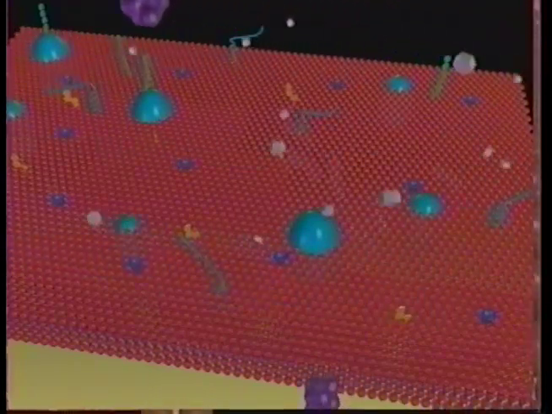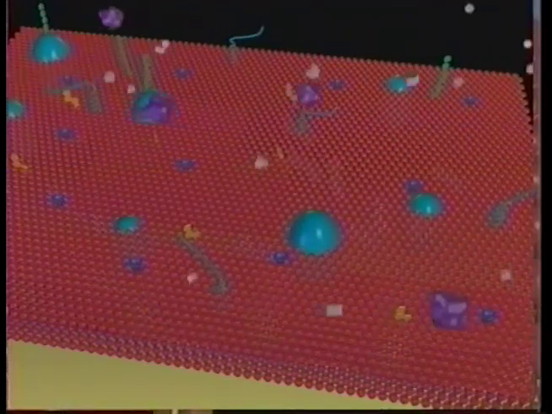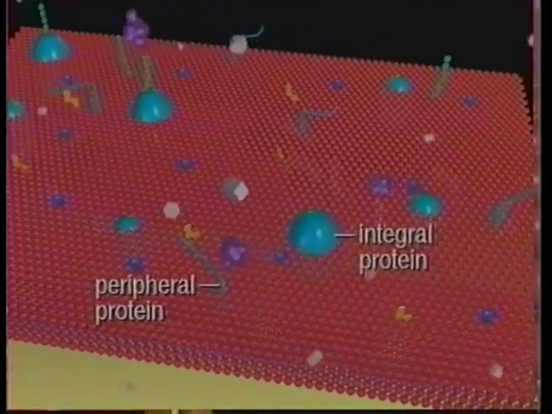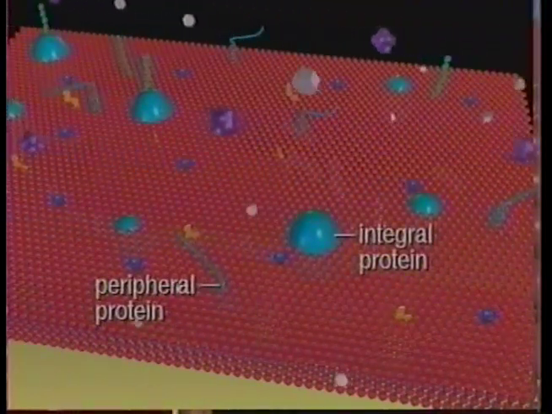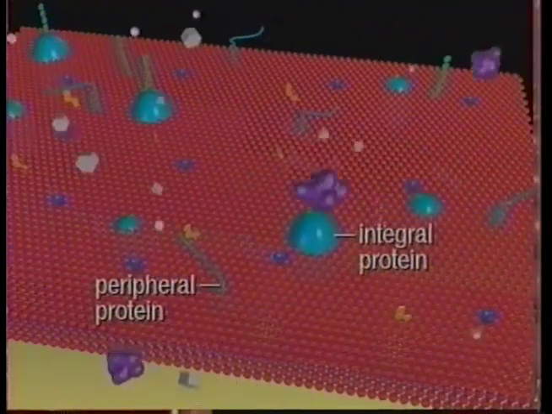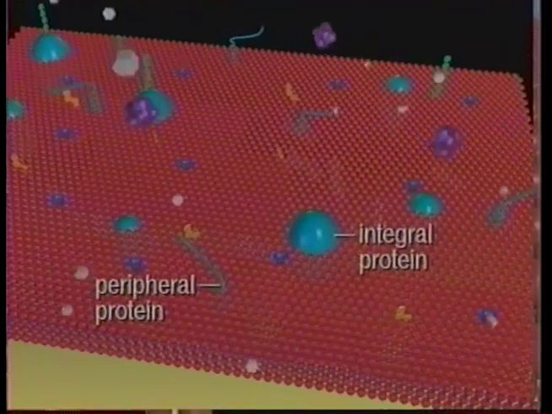For example, they may act as enzymes, receptors, anchors, or channels. There are 2 major populations of membrane proteins: integral proteins, which are part of the membrane structure and usually span the width of both phospholipid layers, and peripheral proteins, which are bound to the surfaces of the membrane.